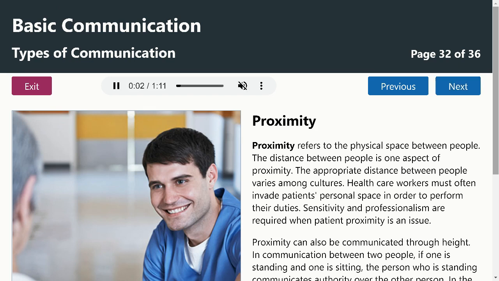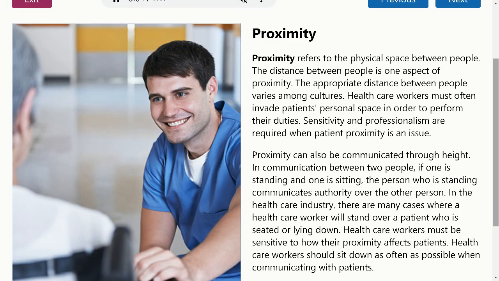Proximity. Proximity refers to the physical space between people. The distance between people is one aspect of proximity. The appropriate distance between people varies among cultures. Healthcare workers must often invade patients' personal space in order to perform their duties. Sensitivity and professionalism are required when patient proximity is an issue.